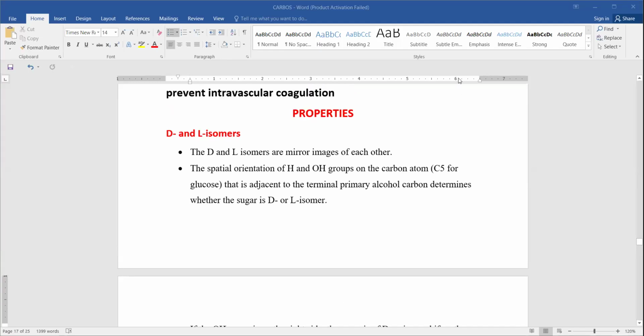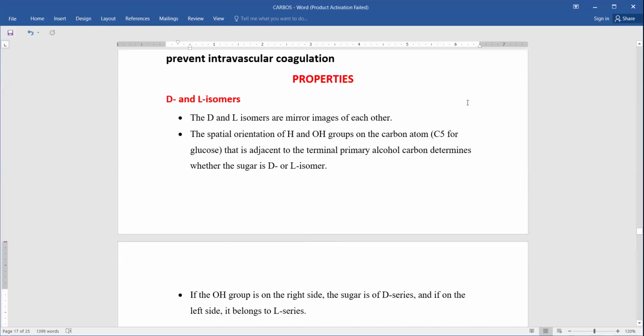So, properties of carbohydrates. Yesterday we have seen classification. Carbohydrates are polyhydroxy aldehydes and ketones, or their derivatives. So monosaccharides, oligosaccharides, and polysaccharides we discussed. So here, carbohydrates exhibit some properties.